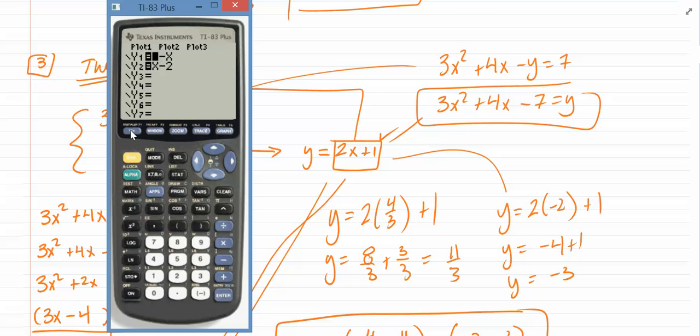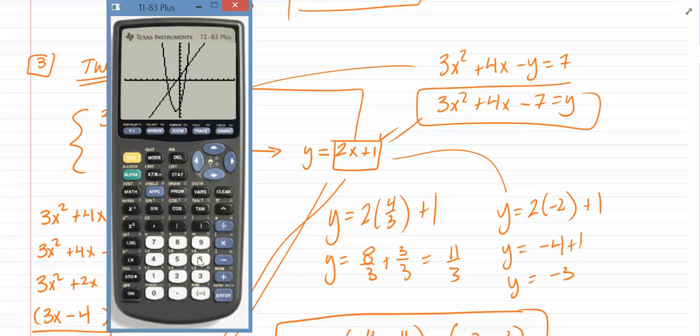So we'll go y equals, plug in, clear everything out, put that top one in: 3x squared plus 4x minus 7. That's one of them. And the other one was just 2x plus 1. And then zoom 6, so we're all looking at the same picture. All right, check that out.